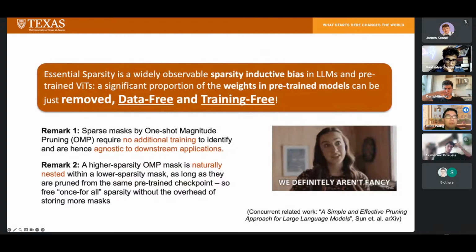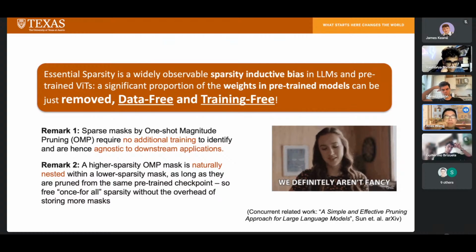We will use many experiments to support that the definition empirically holds true. We find that in general, essential sparsity is a widely observable inductive bias of sparsity in large language models and also pre-trained ViTs. Significant portions of the pre-trained weights can be removed in a data-free and training-free way.